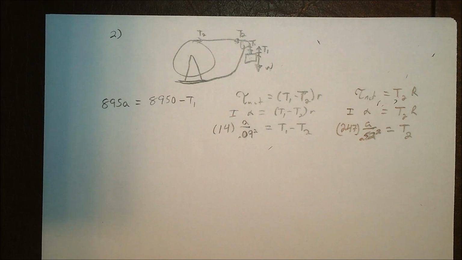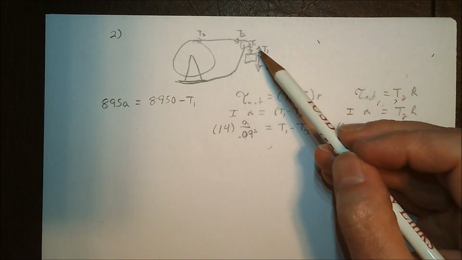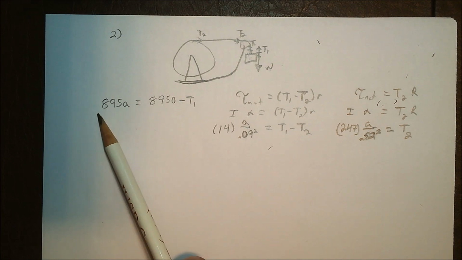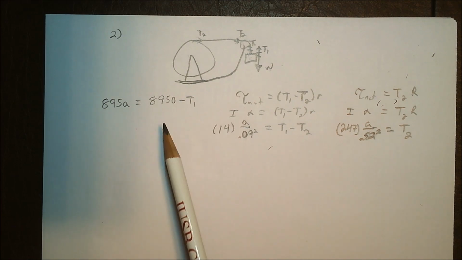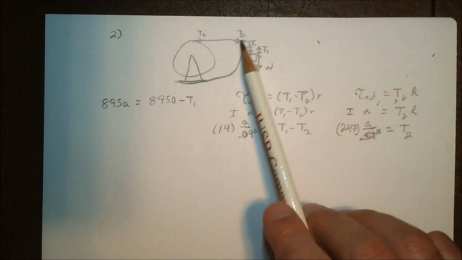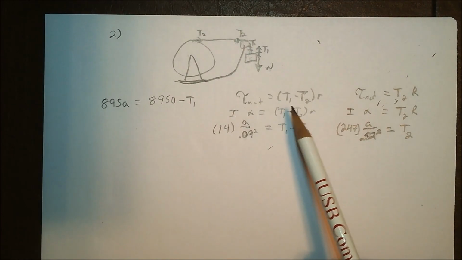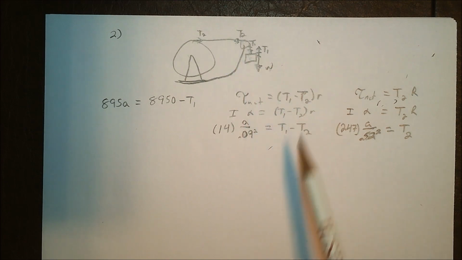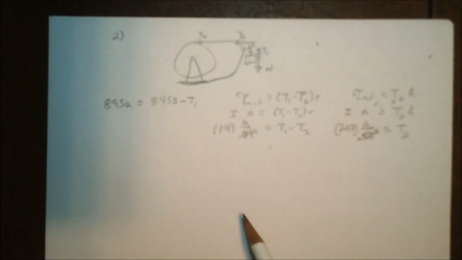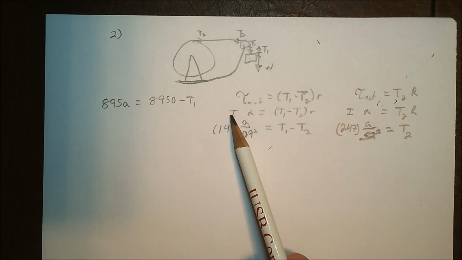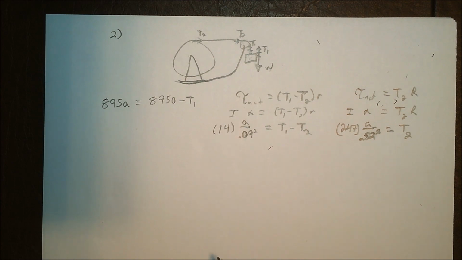Okay, for the falling car, we know the mass, it tells us in the problem, so MA would be 895A equals the weight minus the tension. The weight would be 8,950 minus T1. The net torque equation for the pulley would be net torque is equal to T1 times R minus T2 times R, or I factored out the R. Also, net torque is equal to I alpha. They actually tell us what I is, so I plugged in 14. And alpha would be A over R.